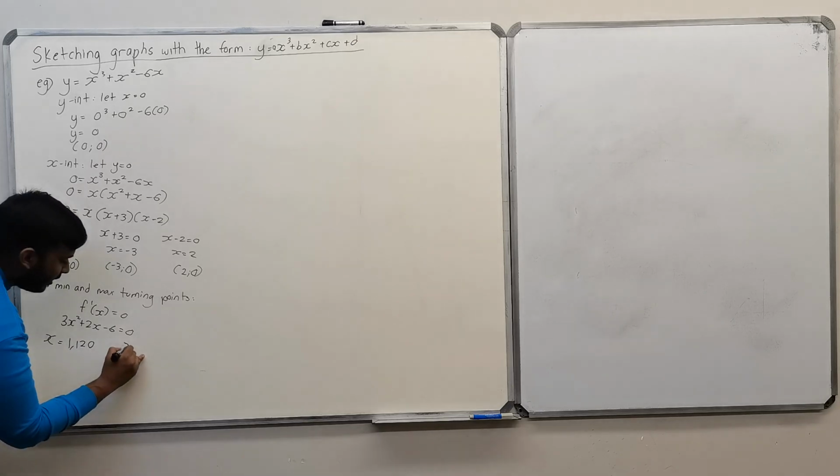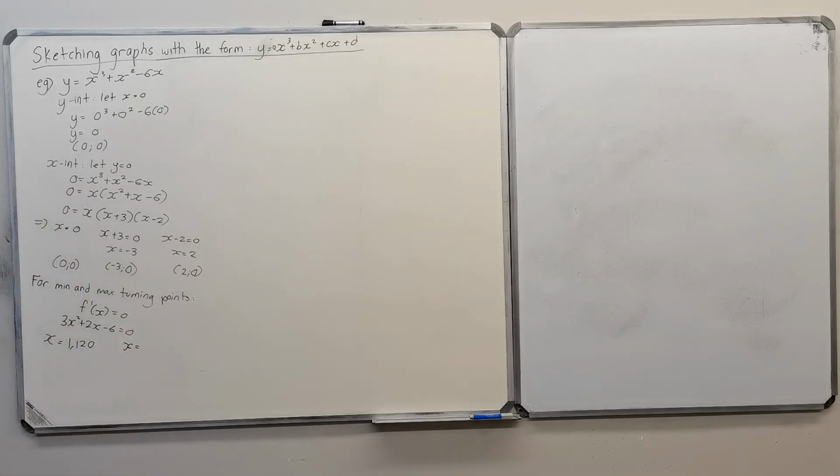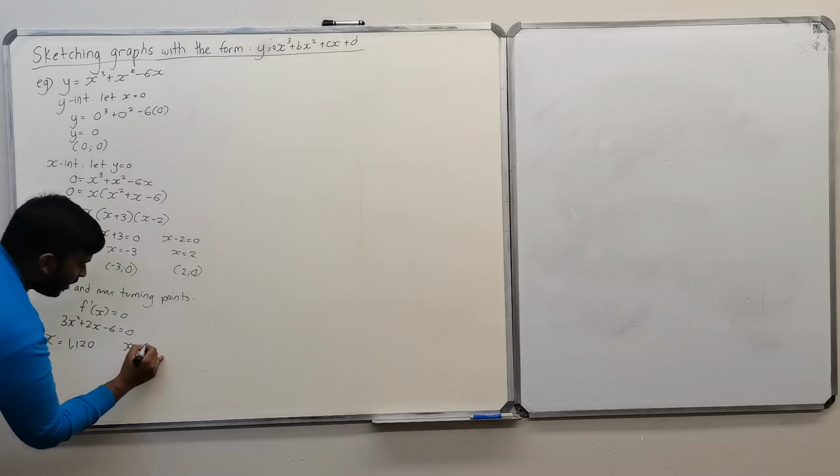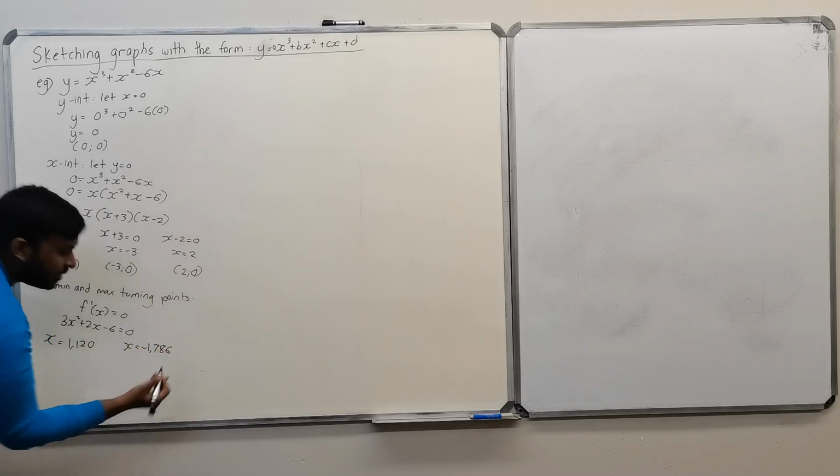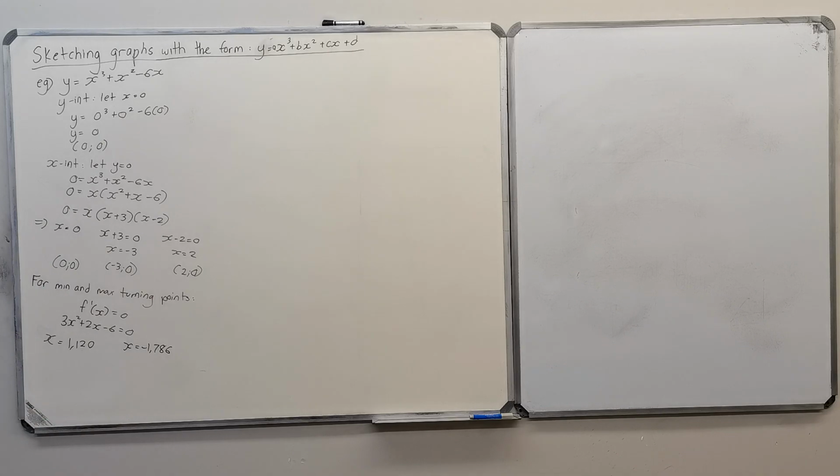1.120 and x is equal to negative 1.786. Negative 1.786. You all got that? Yes. Okay? Fine. That's how you use your calculator to work for these.